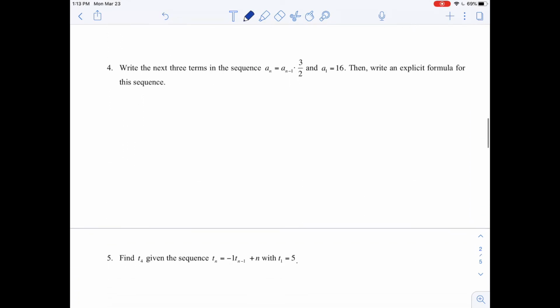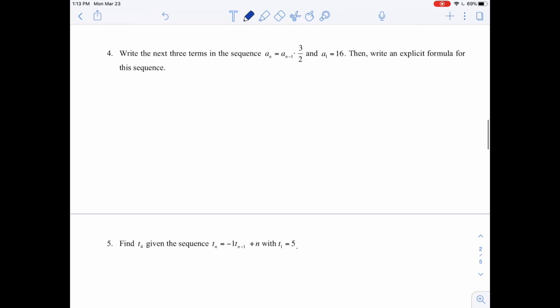Okay, let me just skip ahead. Take a look at example number 4. Write the next 3 terms in the pattern, starting with a sub 1 equals 16, and find the next 3 terms.